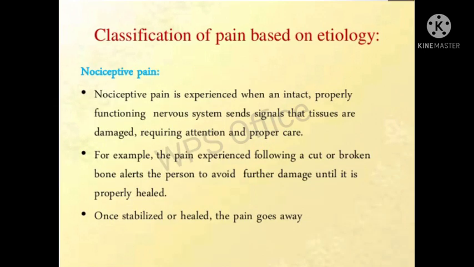Nociceptive pain is experienced when an intact, properly functioning nervous system sends a signal that tissues are damaged, requiring attention and proper care. For example, the pain experienced following a cut or broken bone alerts a person to avoid further damage until it is properly healed. Once it is stabilized or healed, the pain goes away. So nociceptive pain is a pain which we experience after physical damage. For example, when we have a cut or broken bone, the brain will alert the patient to take care and avoid further damage.